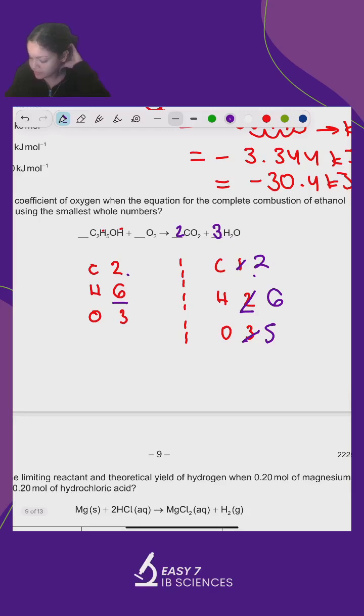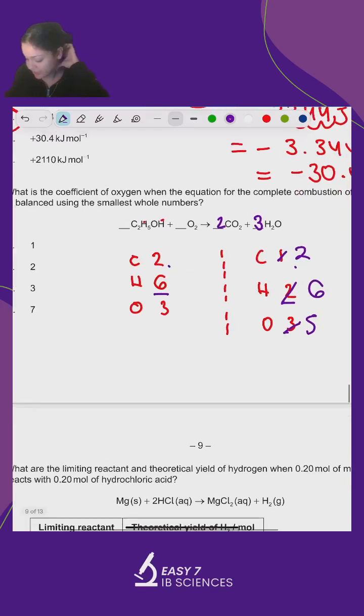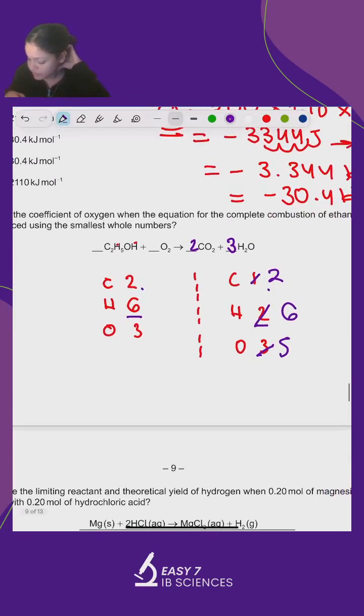My pen is lagging. So yeah, that's 7 oxygens there. Then what you want to do is adjust the number of oxygens that you have. So this is 7 instead. Perfect. In this case, we have this discrepancy.